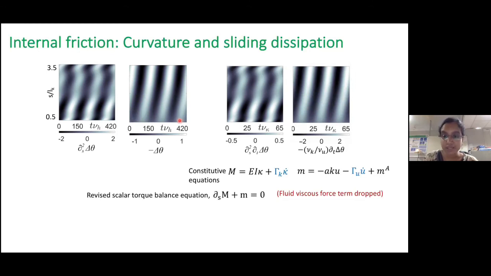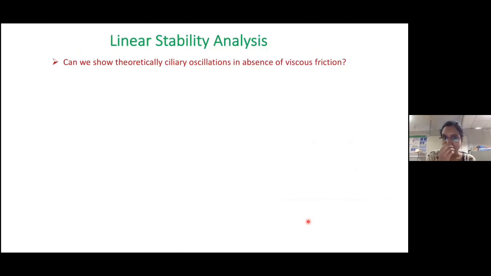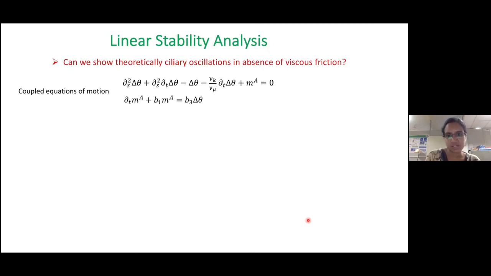And what I'm going to do is drop the fluid viscous term completely and retain only the curvature and shear friction, because the fluid viscous term is way weaker than these two terms. And so I'll get a modified equation of motion of the filament. And now I can ask whether this equation permits oscillatory solutions. So that's where the theoretical part comes in, in the sense that now we would like to know whether the equation of motion permits oscillatory solutions.